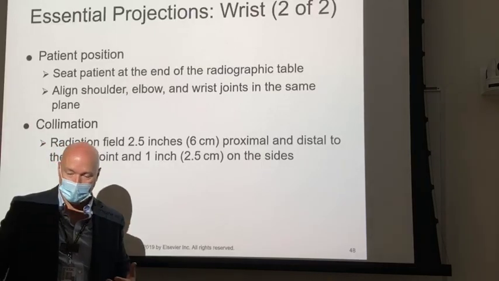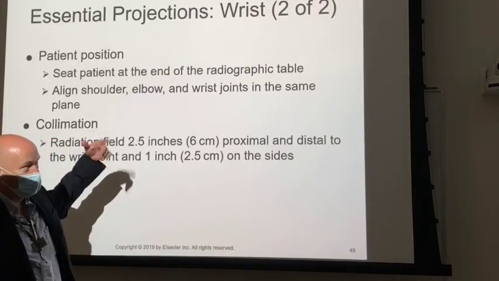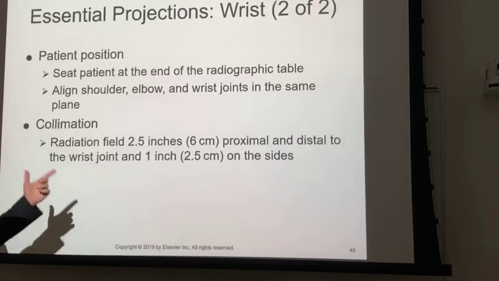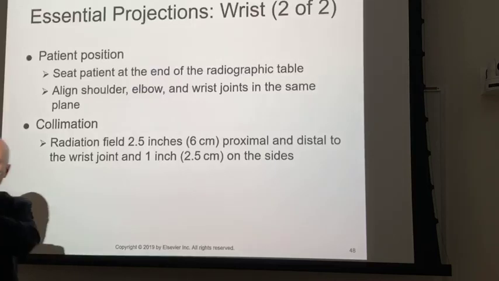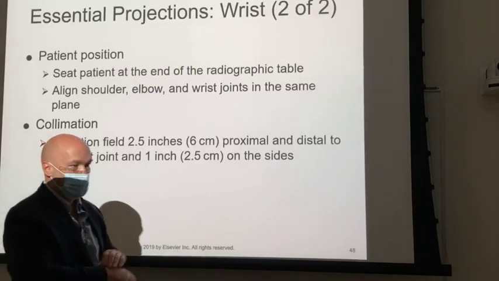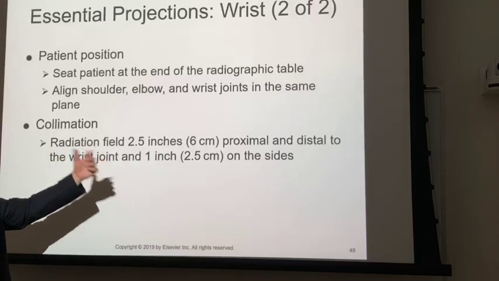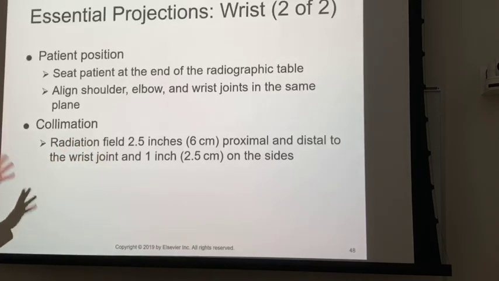So whenever you're shooting a wrist, and I'm just going to go ahead and say forearm and elbow, you need to get the patient on a level so that their shoulder, their elbow, and the wrist are all in the same plane. And the wrist, that's why. In the elbow, we'll talk about that whenever we get to it. But get everything in the same plane.